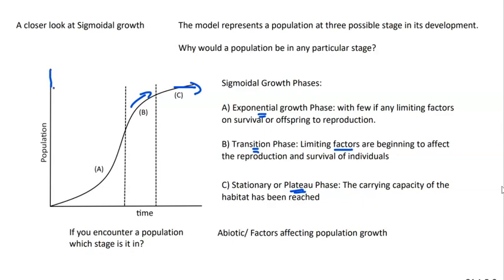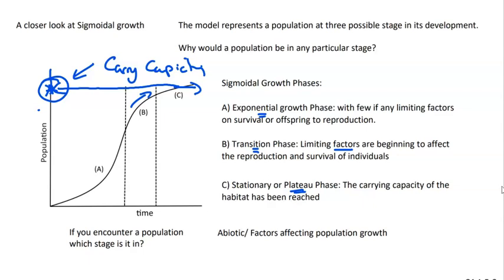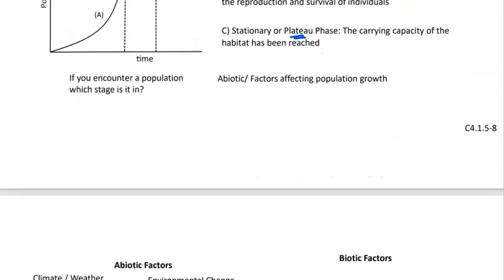And the plateau coincides with this point on the axis here, where the population size would be measured for this particular environment, and this is called the carrying capacity of the habitat. So the population size of a species, once it reaches the stationary phase, is called the carrying capacity. And should any of the abiotic or biotic factors change, then that carrying capacity will change as well.